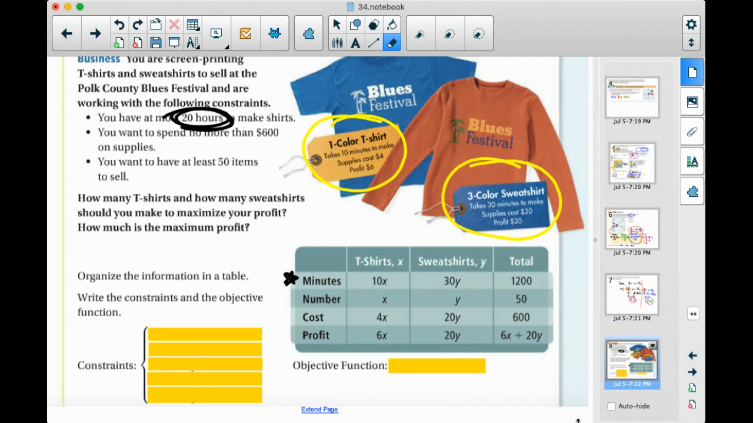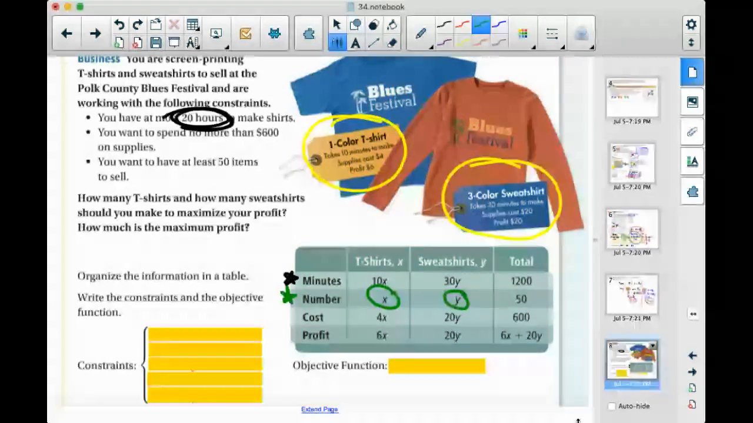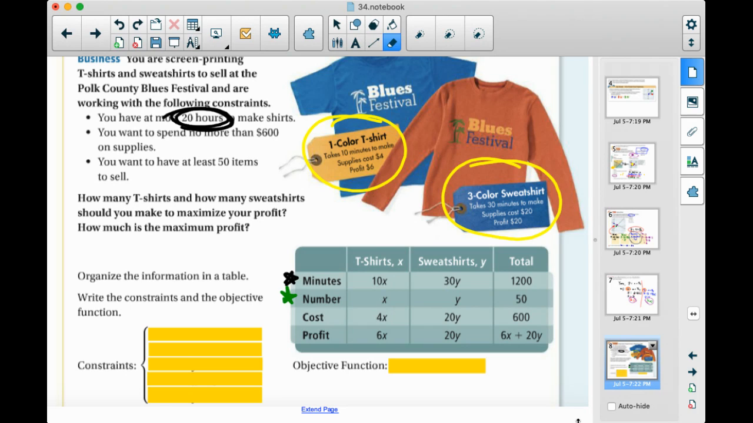What other thing do we know? How about numbers? We have x amount of t-shirts, y amount of sweatshirts, all right? And what kind of inequality am I going to have for it to be 50? We want that number to be greater than or equal to 50. I want to sell at least 50 items. Okay? So we'll come back to that here in a second.